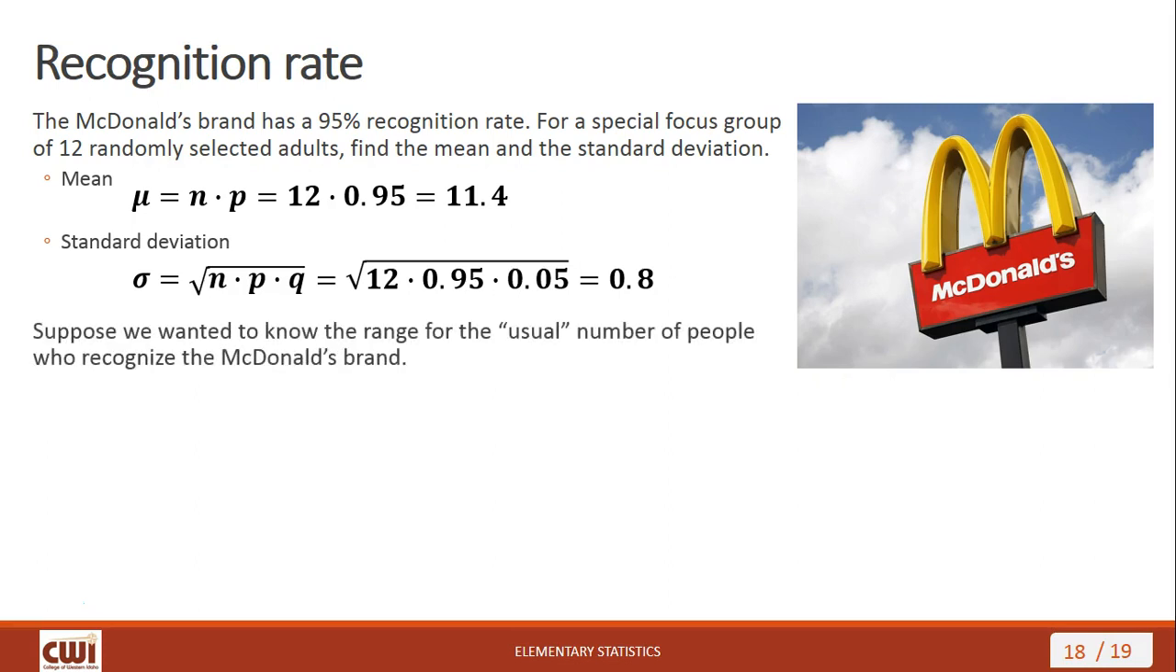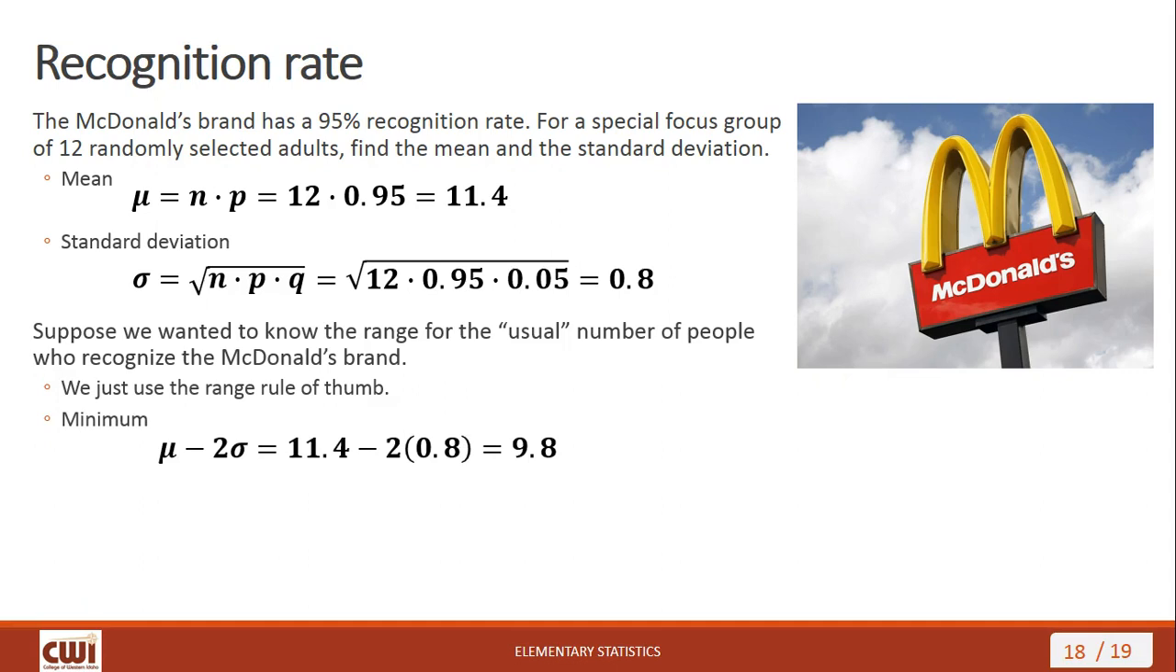Suppose we wanted to know the range for the usual number of people who recognize the McDonald's brand. Well, we can use the range rule of thumb to get that. So our minimum value is going to be 2 standard deviations below the mean. So we take twice 0.8, subtract from 11.4, and that gives us a minimum value of 9.8. The maximum value is found by adding instead of subtracting. So we're going to take 11.4 and add in twice the standard deviation of 0.8, and that gives us 13.0. This then is the range of the usual number of people who recognize the McDonald's brand.